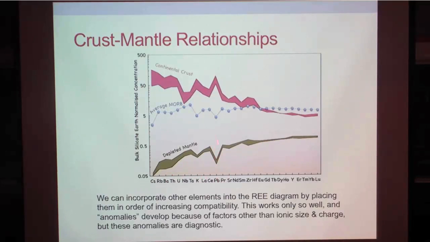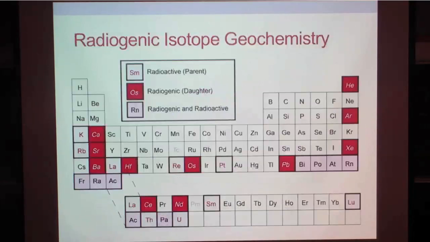We get anomalies. For example, you see the depleted mantle is more depleted in lead than we expect, and the continental crust is more enriched. Continental crust is also relatively depleted in niobium and tantalum. These so-called anomalies, nevertheless, are diagnostic of certain processes, and both these things I've pointed out are probably related to things that happen in subduction zones.